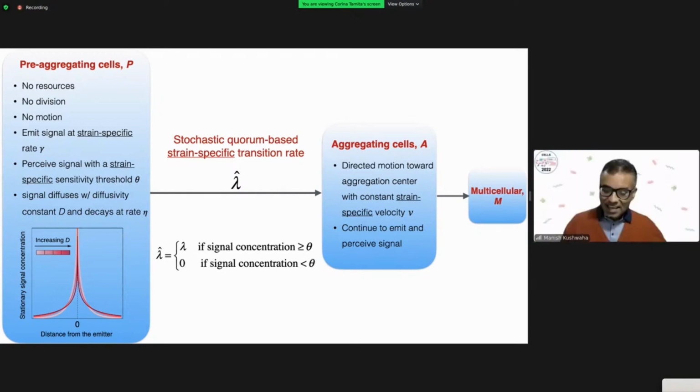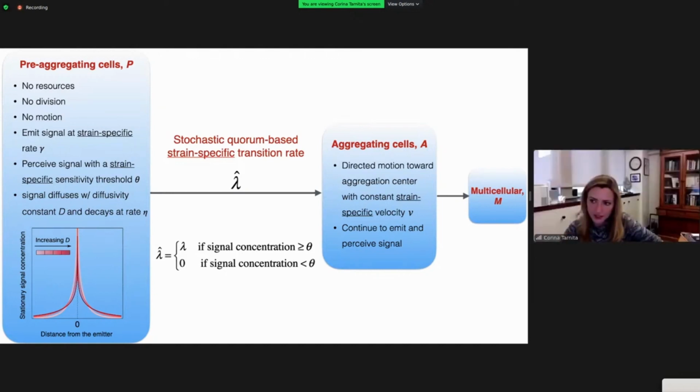Right. I want to know really, so at some point you said that there is a strain-specific threshold for the quorum signal. So finally, in your final model, is that true, or is it simply the dilution of the quorum molecule as the aggregation is occurring that leaves the loners behind? Or is there some kind of a difference in threshold between these different cells?